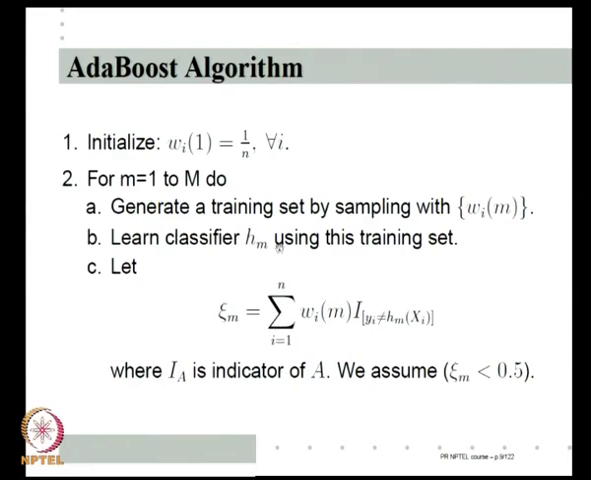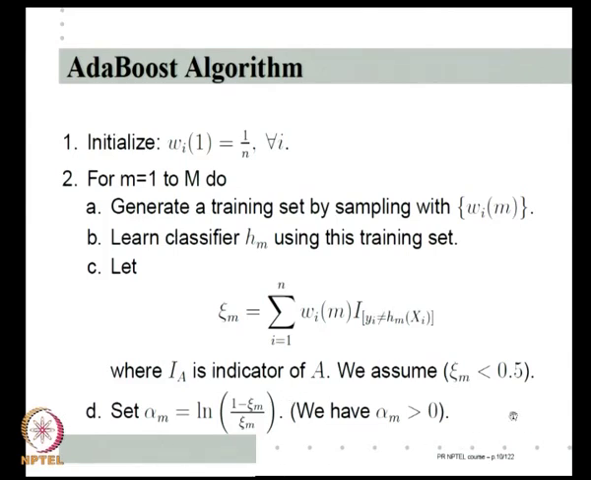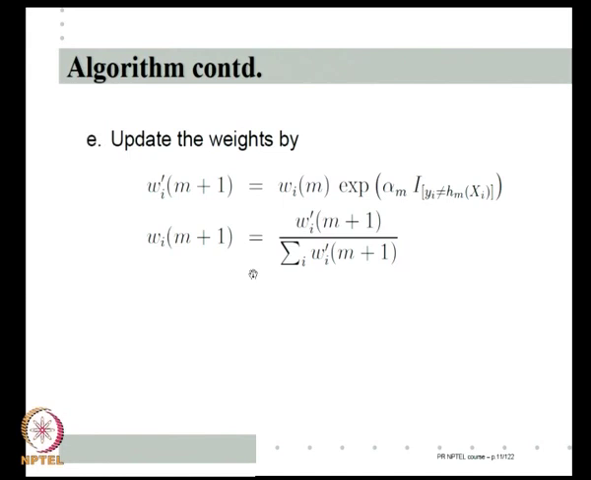We assume that each of the classifiers we learn is such that the error is less than 0.5. In practice, all it means is if I had a classifier whose error is greater than 0.5, I throw it away and learn again. Then set alpha m is ln((1 minus j m) by j m). Because we assumed j m is less than 0.5, 1 minus j m is greater than j m, and hence alpha m is always positive.